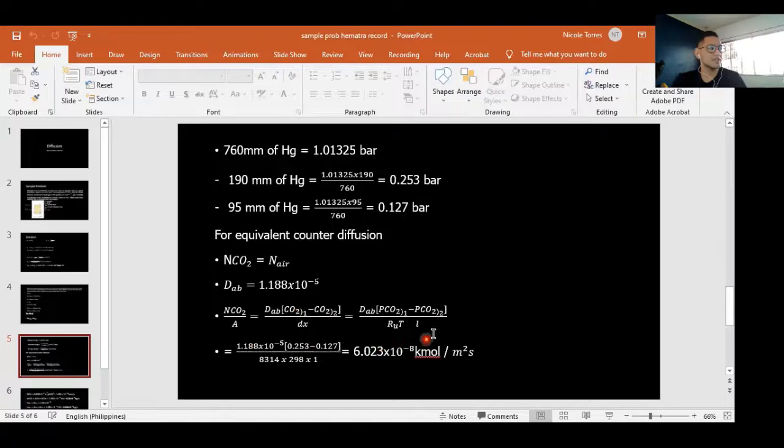Then, this is the equation. Then we just put the numbers from the given. So 1.88 times 10 raised to negative 5, then multiply by the difference of 0.253 minus 0.127, which is the pressure, over 8,314 times 298 times 1. So the answer would be 6.023 times 10 raised to negative 8 kilomole per square meter per second.